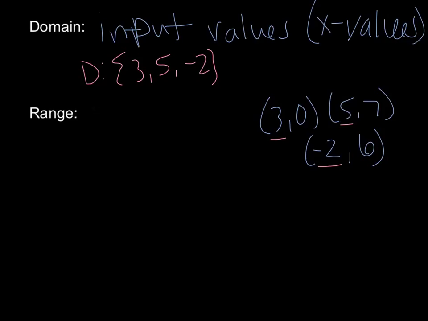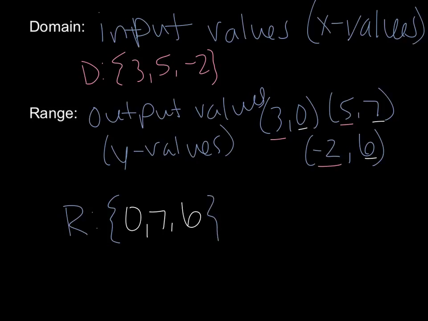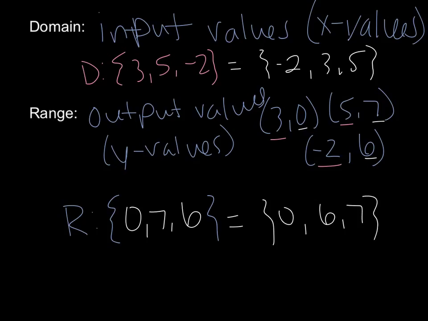The range is the set of output values. So those are the y values. So for the range, the y values in this case are 0, 7, and 6. Okay. Normally we list the domain and the range in the order of least to greatest, so I'm going to reorder these. So our domain would be -2, 3, 5, and the range would be 0, 6, 7.